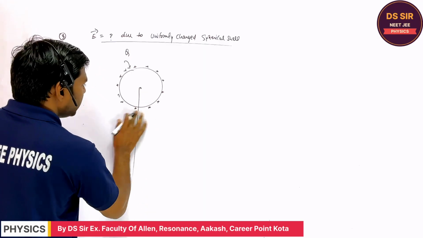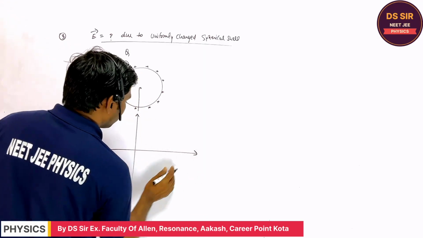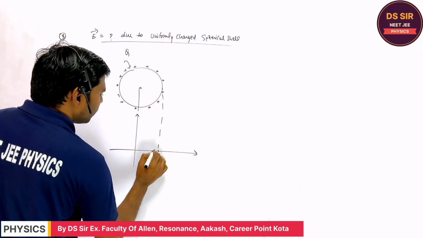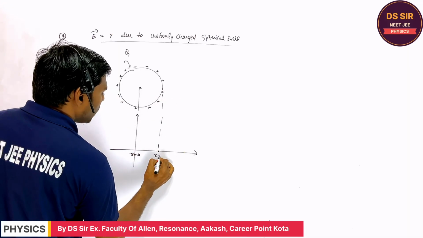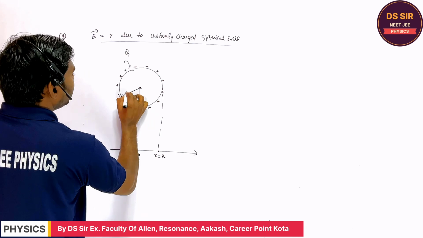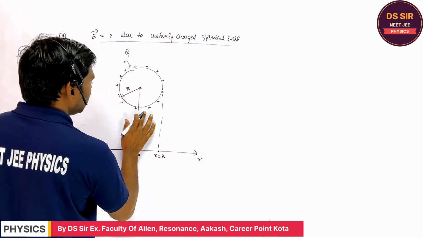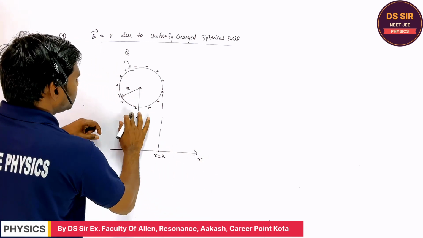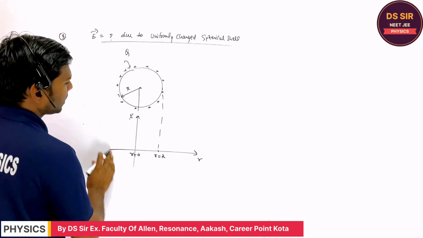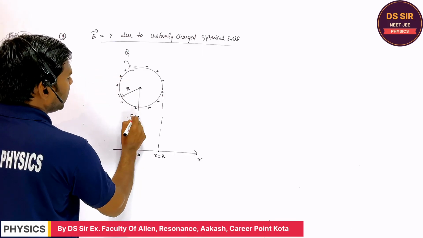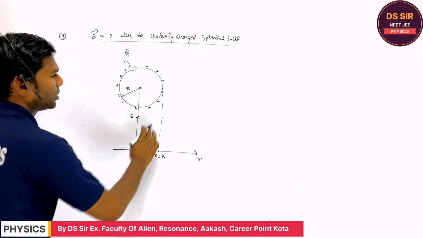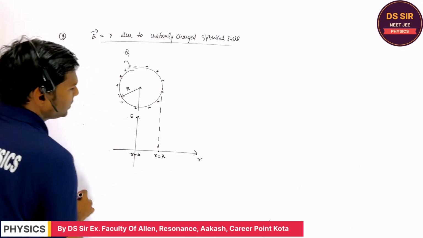In this case there will be two cases. Inside, the electric field from r equal to 0 to r equal to capital R. Suppose the radius is capital R and this is r. This is the electric field. Just below this we will make the graph and try to find the electric field due to this charge distribution. First copy this, then I will explain.